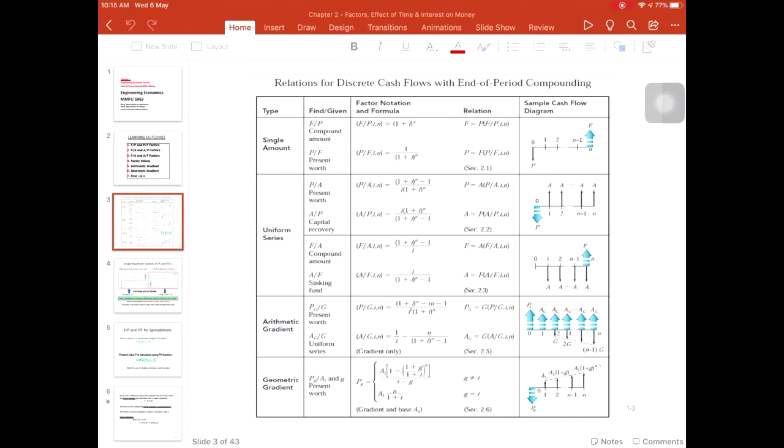For P over A, A over P, F over A, A over F, and also the arithmetic gradient. But unfortunately, for the geometric gradient, there are no tables. You have to use the formula only, the last one in the table, geometric. And then you have to know the cash flow diagram. Because when you solve a question, you have to draw the cash flow diagram first.